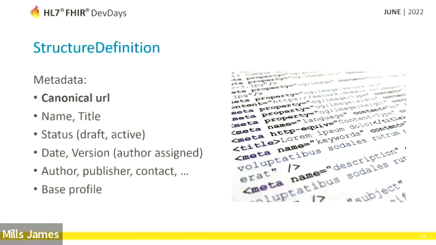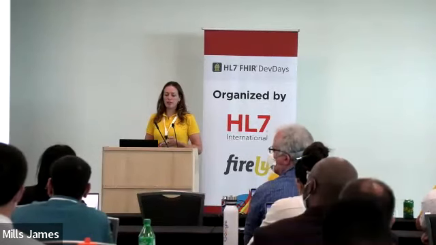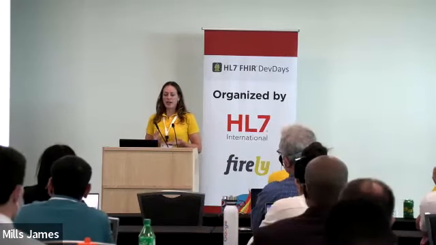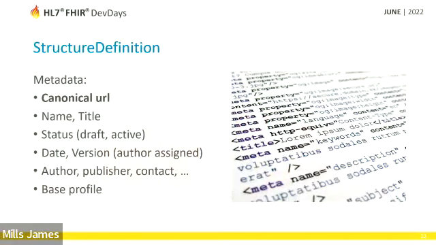So we already talked a bit about the structure definition. That is the kind of structure that you are creating when creating a profile. So first you assign it that unique canonical URL. Then you have some metadata like the name, the status, the author, the publisher. And of course, you need to specify which base profile this profile is based upon.